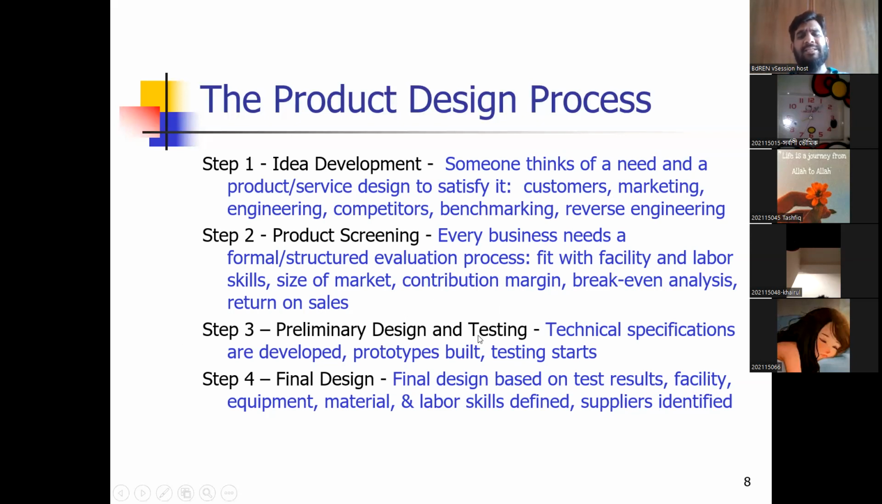And then preliminary design and testing. Preliminary design and testing means that you have now decided that yes, you are going to produce a medicated shirt. Now, preliminary design and testing.